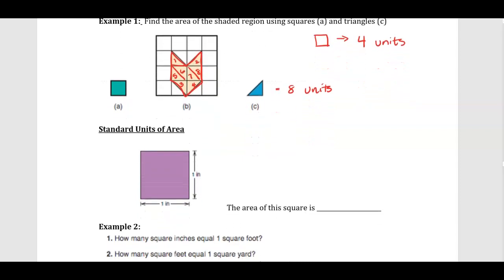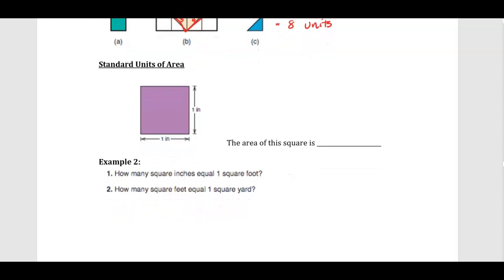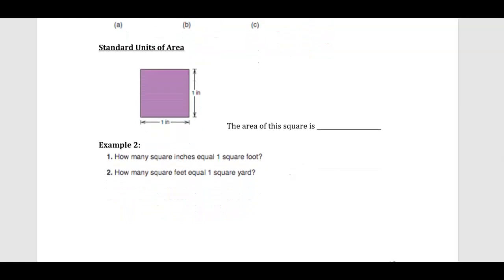If we're looking at standard units of area, like inches or feet, let's talk about it, as I mentioned in the first video of 11.1. If you have a square that's 1 inch by 1 inch, then you would say that this square is 1 square inch. So the area of the square is 1 square inch. Example 2 asks, how many square inches equal 1 square foot?